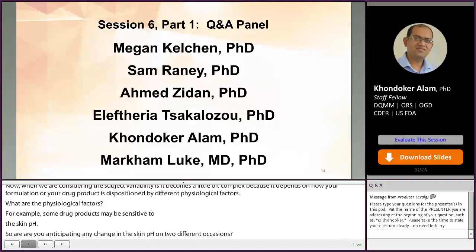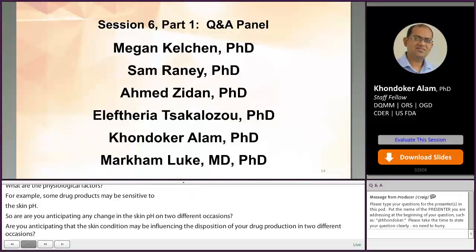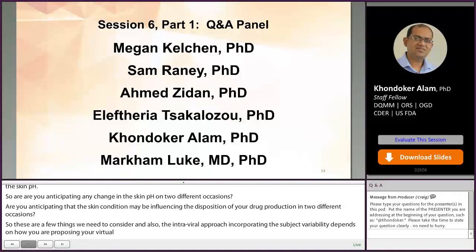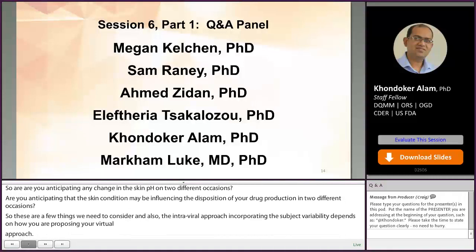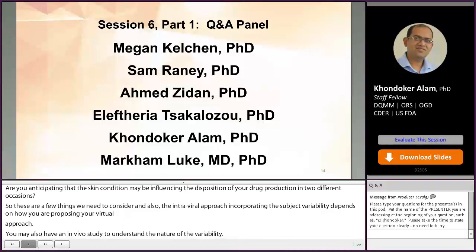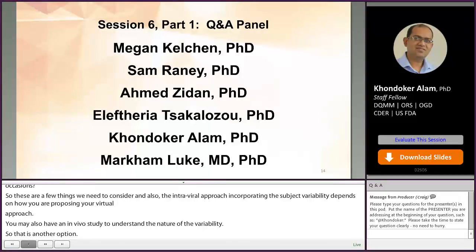So these are a few things we need to consider, and also the entire overall approach of incorporating inter- or intra-subject variability depends on how you are proposing your virtual bioequivalence approach. You may also conduct a small pilot scale in vivo study to understand the nature of inter- and intra-subject variability. So that is another option. So depending on the approach, you have to decide how you will proceed with incorporating these two parameters in your model.